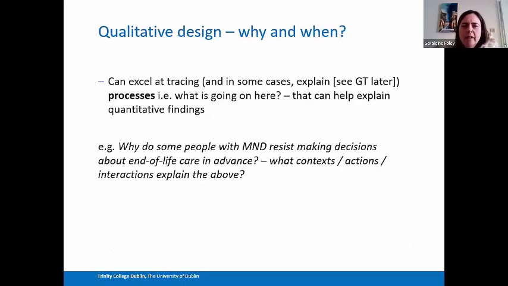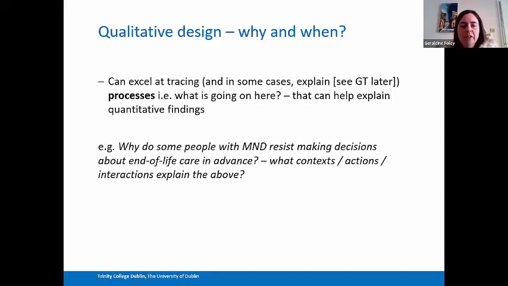I think qualitative design is really important in terms of my experience of developing my skills in qualitative research. It's very useful for tracing or explaining processes, so what is going on. So when we think about that, we think about actions, interactions, behaviors, instances, and so forth. So as a healthcare professional, as a healthcare researcher, qualitative design is very relevant to answering these questions in a healthcare setting and so forth.